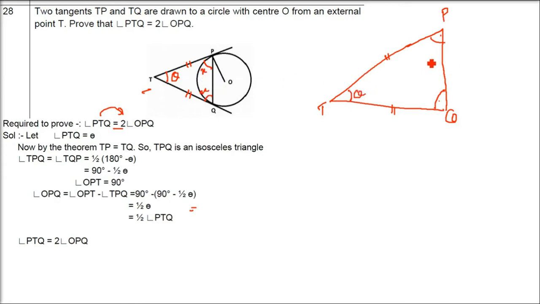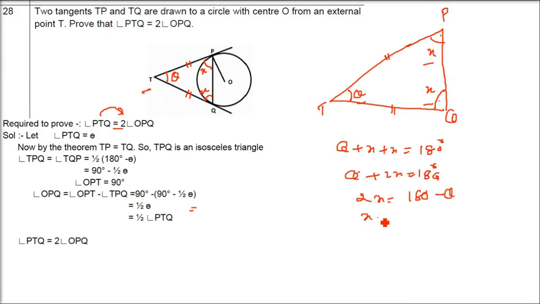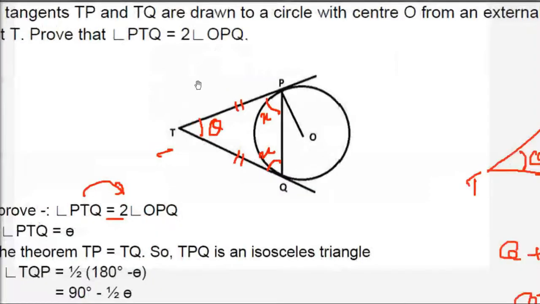So what will be x in terms of theta? We have the angle sum property of a triangle, that is, all three angles sum to 180 degrees. So theta plus 2x equals 180 degrees. So what is 2x? 2x will be 180 minus theta, so x will be 180 minus theta by 2. Just divide it. 180 by 2 is 90. So x is 90 minus theta by 2. This angle we have now found. That is, angle TPQ or QPT is 90 minus theta by 2.